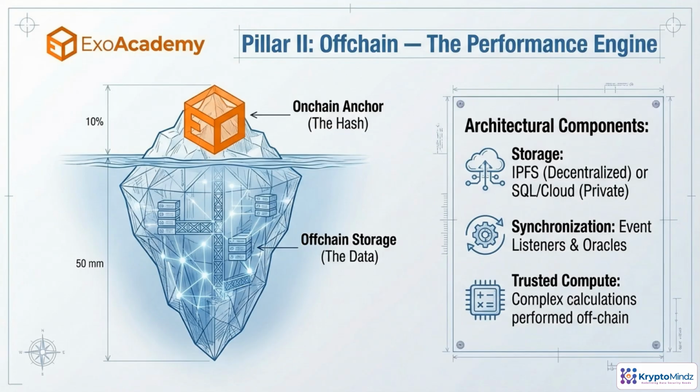Next is Pillar 2, the off-chain performance engine. The chain is your narrow, trusted spine. Off-chain is where most real work happens. Here you store the bulk of data in fast, inexpensive systems like SQL databases, cloud storage, or decentralized options such as IPFS. Event listeners and oracles watch the blockchain, react to smart contract events, and synchronize state back to enterprise systems. Heavy analytics, AI models, and multi-step business rules execute in trusted compute environments here as well. The objective is straightforward: keep integrity anchored on-chain while pushing volume and complexity off-chain for speed and scale.